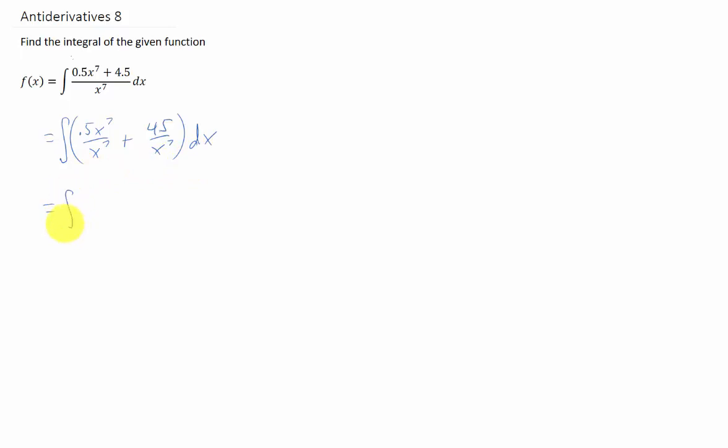Now, a little bit of simplification. I'm going to call this 0.5 a 1/2. The x to the 7ths cancel. I'm going to call this 4.5 a 9/2. And I'm going to call this x to the 7th in the denominator x to the negative 7th. And we're going to find the antiderivative of that, or the integral of that, with respect to x.